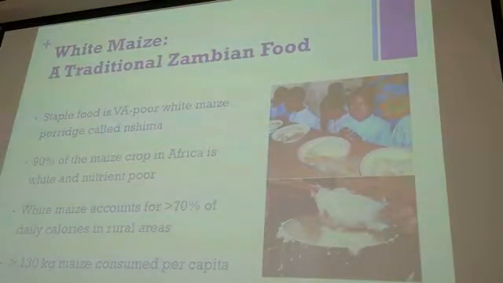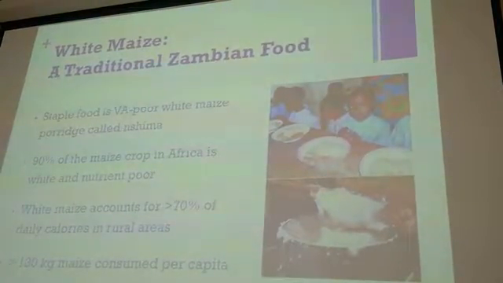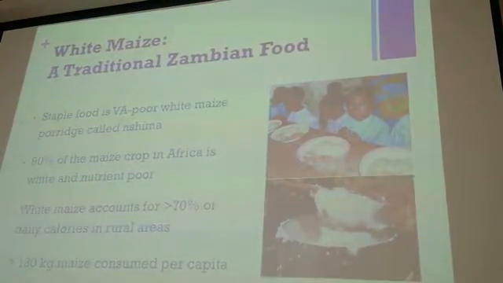So why did we choose orange maize as an intervention in Zambia? We chose this because their main staple food is white maize, okay? Just to give you an idea of how much white maize exists in Africa, it accounts for 90% of all the maize grown on the continent of Africa, and for children living in poor areas, it's more than 70% of their daily calories. So this white maize contains basically nothing but carbohydrates and some protein, but it's not a complete protein.